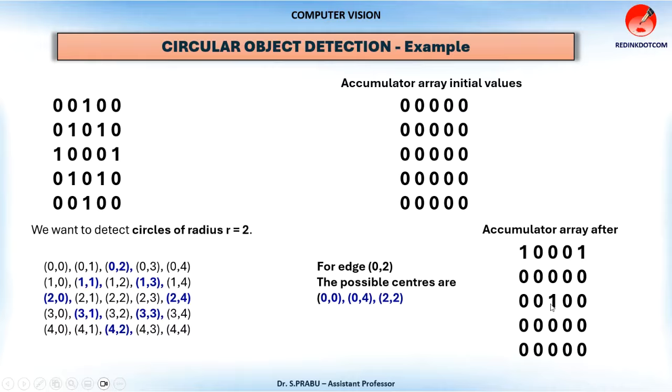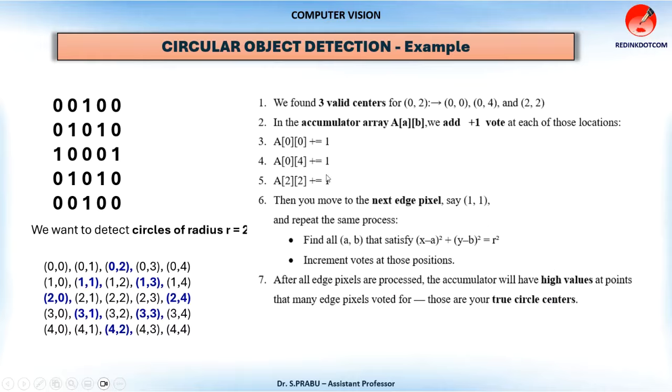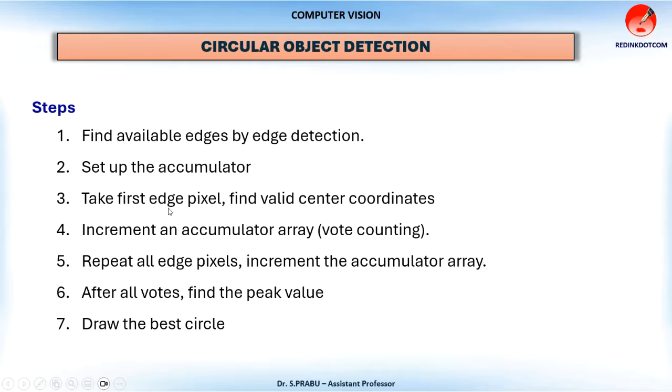So these three values are updated in the accumulator array. Then we can move to the next pixel. So I can take 1, 1. So this operation can be iterated for all the edges. Then update the accumulator value. From this, find the maximum value. So these are all the steps given in the circular object detection.